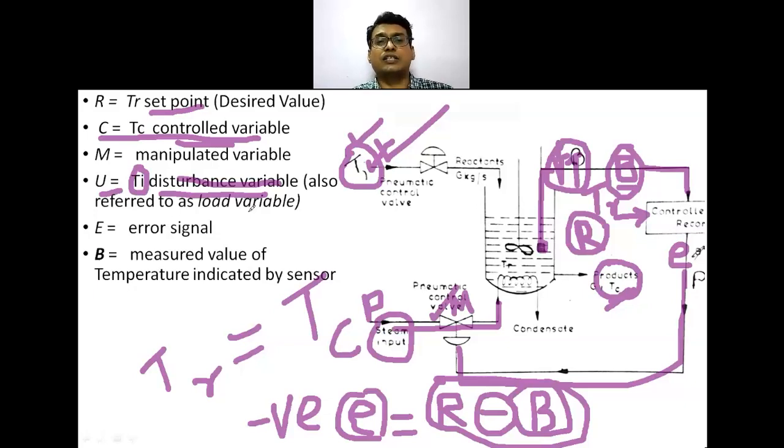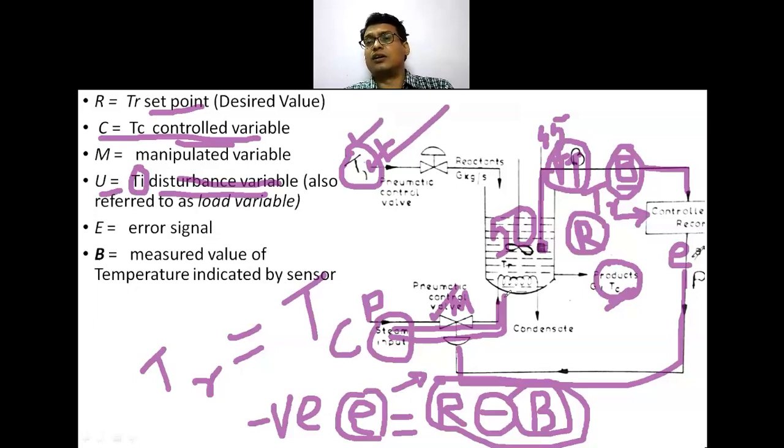That is, R is your set point or the desired value. Say I want to maintain the temperature at 50 degrees Celsius. That is my set point that is provided. But the actual measured temperature is less than that, say 45 degrees Celsius. So the error that is generated goes to the controller, and the controller takes an action so that more of the steam should enter into these coils.